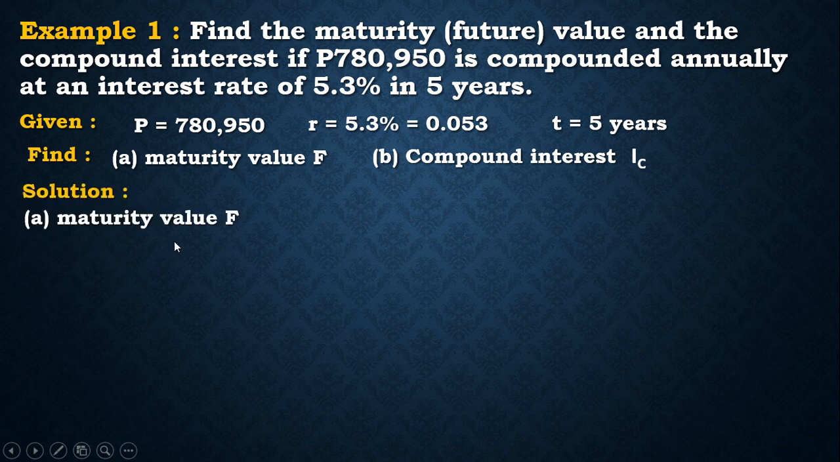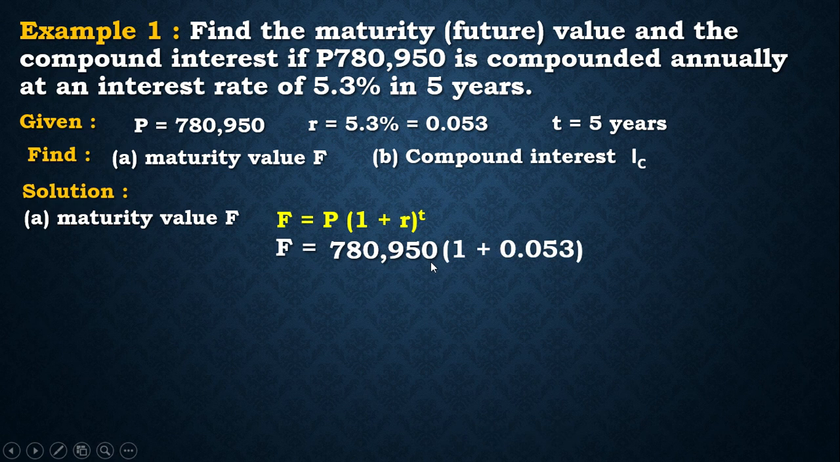Solution, we have to compute first the maturity value F. F is equal to P times the quantity of 1 plus R raised to T. So ito po yung formula sa maturity, future value. And then we have to substitute. So ang P, papalitan natin ng 780,950 multiplied by 1 plus 0.053. Ang interest rate po natin ay ito, 0.053. At ang 1 po ay constant. That will be raised by 5 because T is 5 years. So, ito po siya sa formula.